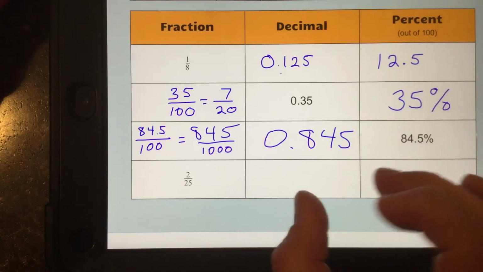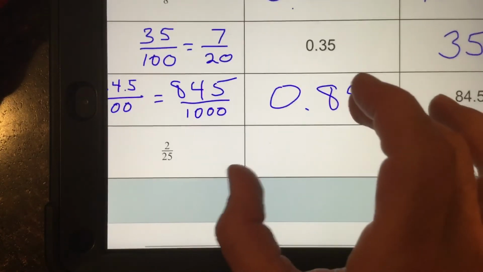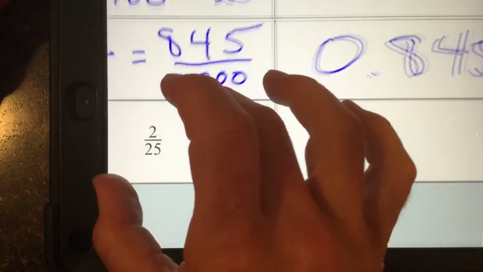I'm a little out of room. I'm going to skip ahead here because I don't want this video to get too long. I'm going to skip ahead to this last one just to show you again how easy this would be.